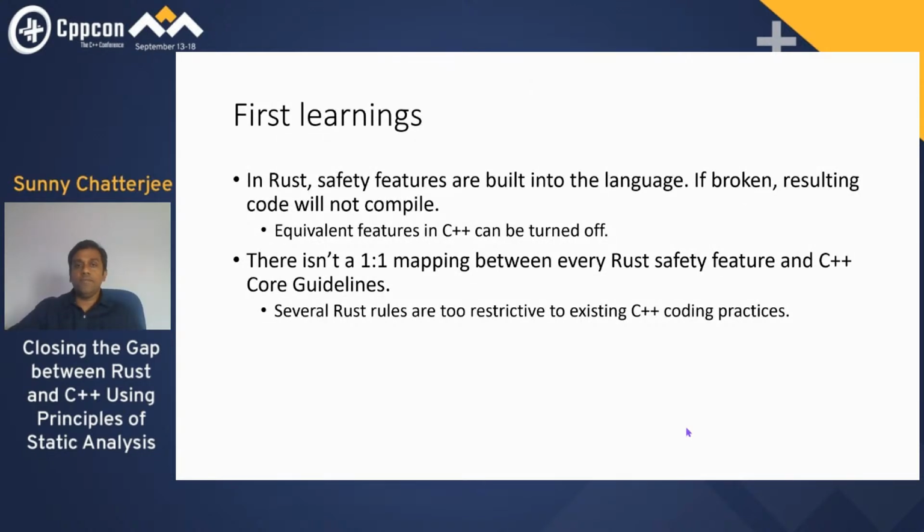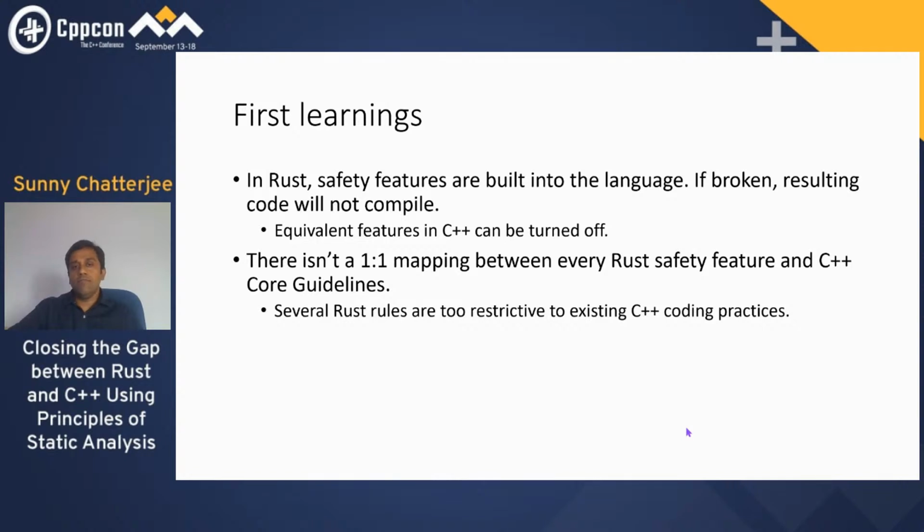Now, what I've seen is in C++, we have these checks spread across the tool chain. The tool chain does offer these checks, but first, these are not enforced by the compiler. And second, even if you have configured them for your project, it's easy for you to turn these features off, and your code would still compile and run just fine.